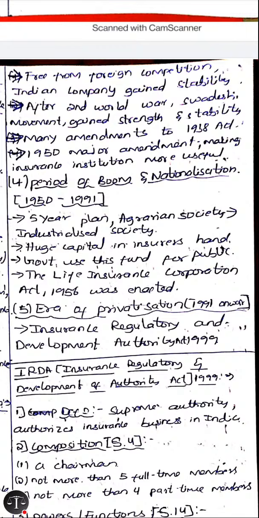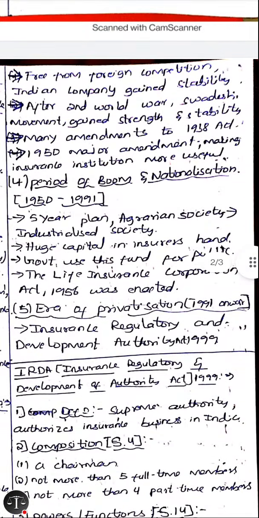The next period was the period of boom and nationalization. From the year 1950 to 1991, there was a period of boom and nationalization. So what happened in this was the 5-year plan was initiated, and India from an agrarian society became an industrialized society. So huge capital started to be collected in insurance hands, and the government used this fund for public welfare. The Life Insurance Corporation Act 1956 was enacted in this period.